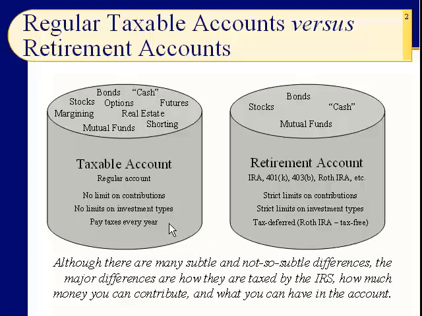With a regular account, you pay taxes every year. With a tax-qualified account, you either defer your taxes until later, or the newer way is the Roth IRA, with post-tax contributions, where eventually, assuming you hang on long enough, your earnings will be tax-free. And although there are many subtle and not so subtle differences, the major differences are how they are taxed by the IRS, how much money you can contribute, and what you can have in the account.